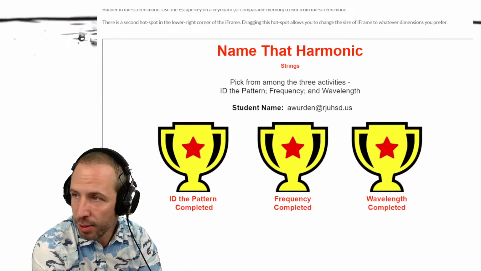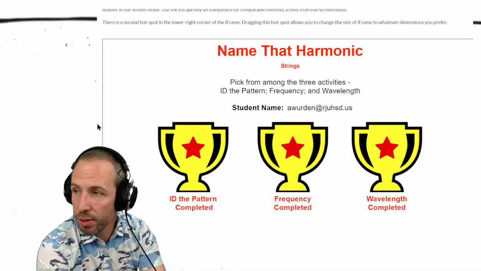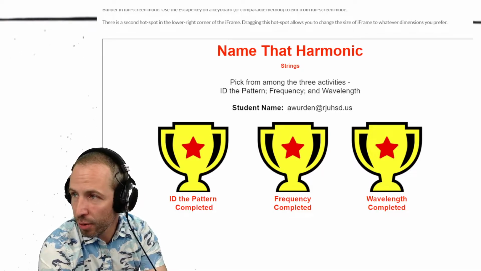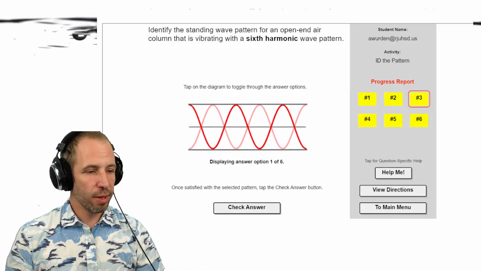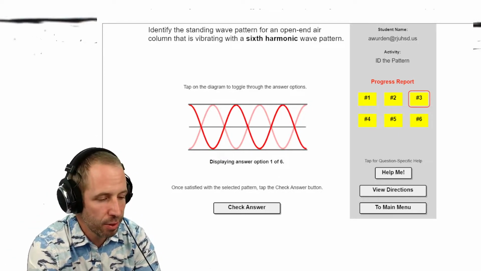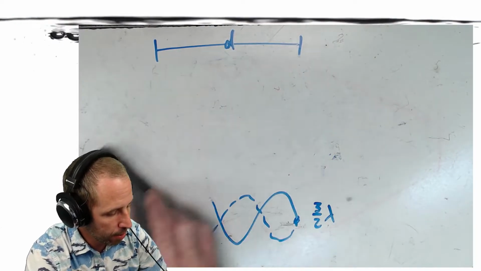Okay. So that was wavelengths on a string. They're defined by nodes at both ends. Let's check out open-ended air columns. It's going to be real similar, except we're going to have antinodes at each end instead of nodes at each end. So let's just redraw this with antinodes.